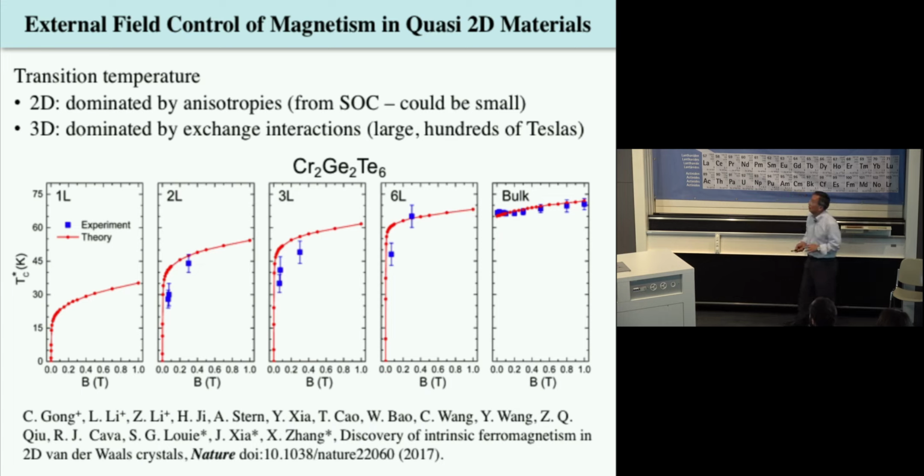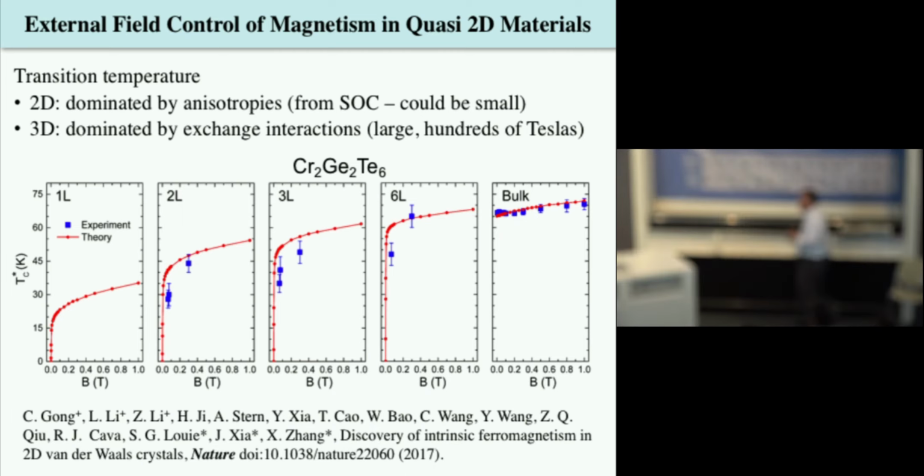The reason is that if you look at the magnetic transition temperature of a 2D material, it's dominated by anisotropy. You will not have magnetism if there's no anisotropic interaction. That usually comes from spin-orbit coupling, and it's very small compared to 3 dimensions, where TC is determined by exchange interaction, which is very large, usually on the order of a few hundred Tesla in that unit.